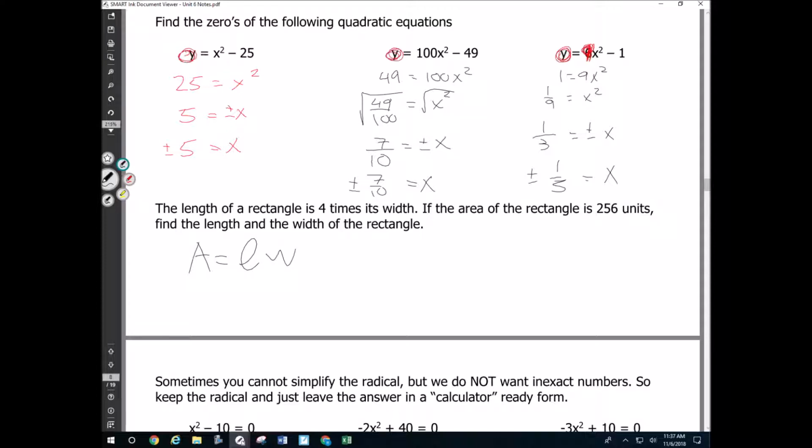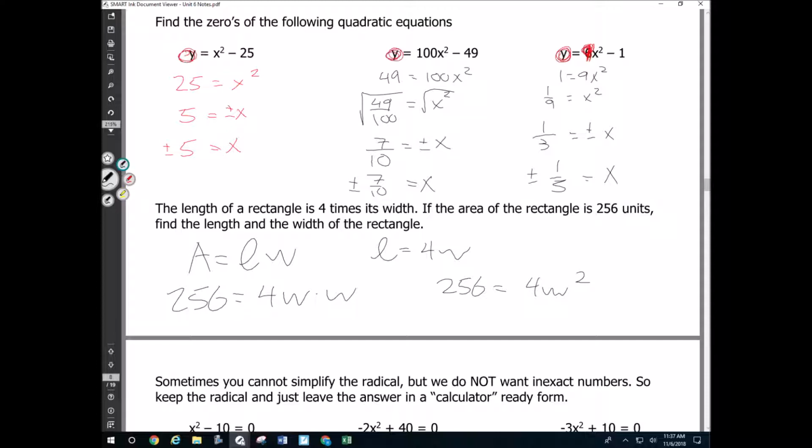Area of a rectangle is length times width. The length is 4 times the width. The area is 256. I can replace L with 4W, and all of a sudden I get 256 equals 4W squared. Divide by 4, take the square root of both sides. You'll get a plus or minus answer.